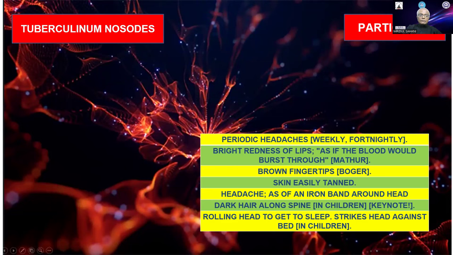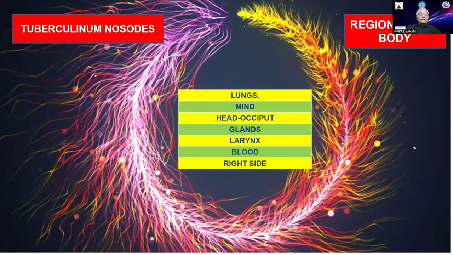Headache as of an iron band around the head. Dark hair along the spine in children, and rolling of the head to get to sleep, and striking the head against the bed in children. Now these organs of the body are affected. Usually you can see more symptoms of the lungs, the mind, the head, especially in the occipital region, glands, larynx, blood, and right-sided blood deficiency.